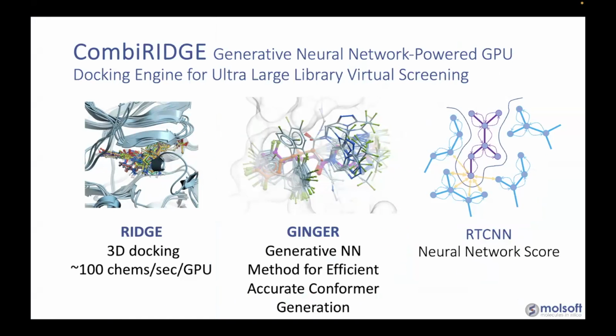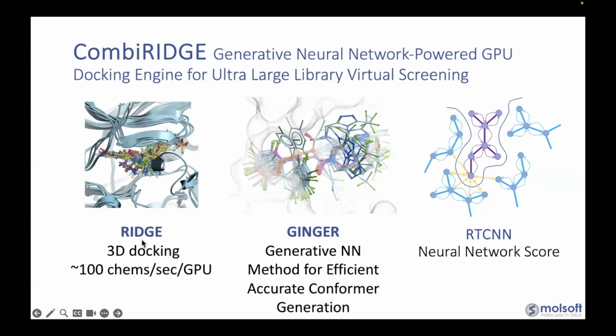So CombiRIDGE is a new and innovative solution for high throughput ligand docking and virtual screening. It's fully GPU accelerated and integrates three parts of MuleSoft's key technology. So the first is the one in the middle, Ginger. Ginger is a generative neural network method for producing accurate and diverse conformer ensembles.